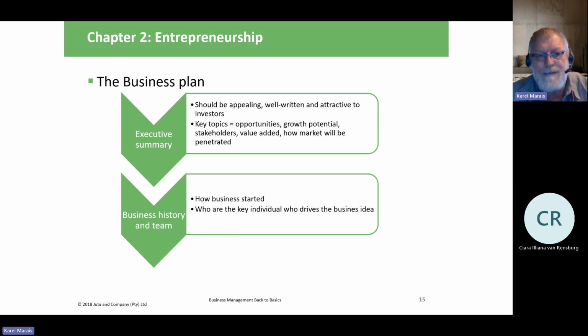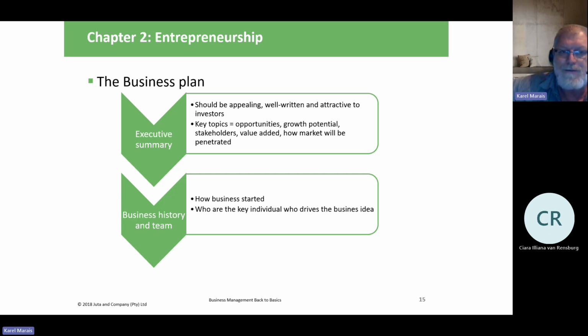Executive summary. The executive summary is a shortened version that gives an overview of the complete business plan. It should be something that's attractive, something that grips the reader, tells them what this is about, so that they want to read the rest of the document. And here you will address the key things, such as opportunities. What are the opportunities in the market? How much growth potential is there? So how big can this thing get?